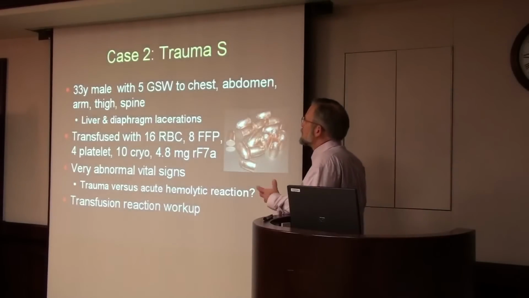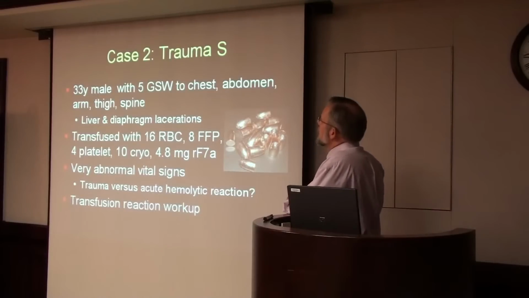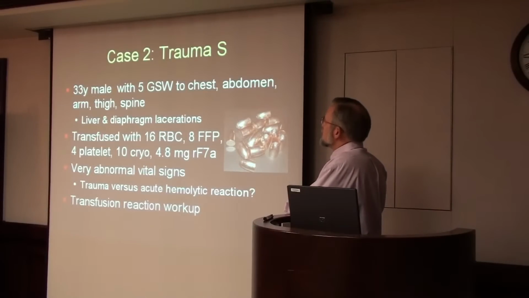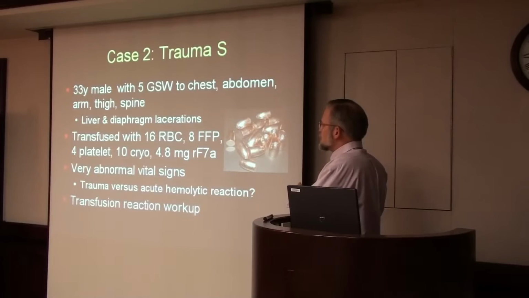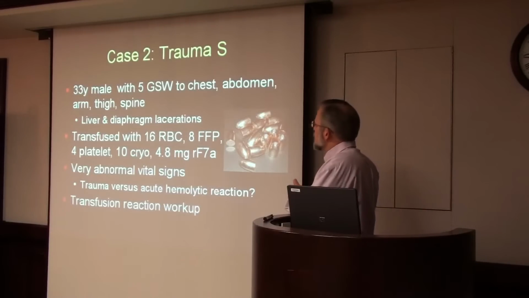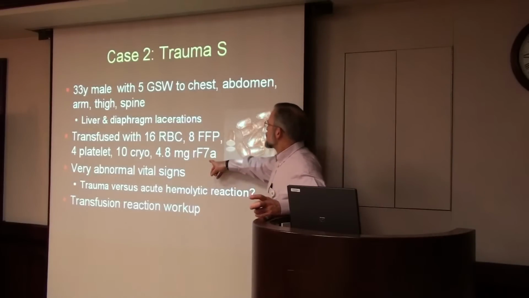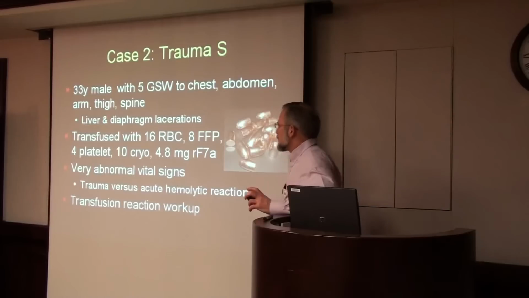So what happened to trauma S? Well, he was a 33-year-old male. He had 5 gunshot wounds to his chest, his abdomen, his arm, his thigh, and his spine. He also had lacerated his liver and his diaphragm. And he was transfused with 16 units of red cells, 8 fresh frozen plasma, 4 units of platelets, 10 cryoprecipitate, and we also gave him the magical recombinant factor 7.